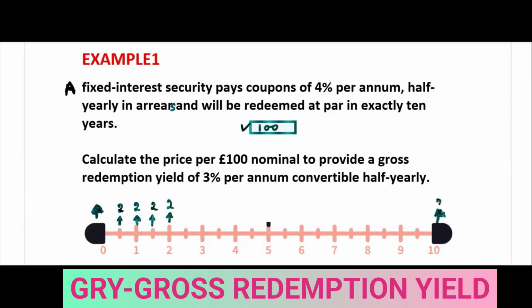These are the coupon payments. So in total, there are 20 coupon payments. Not only that, you have a redemption value. Okay. Gross redemption yield of 3% per annum convertible half yearly. This is the question. Fixed interest security.